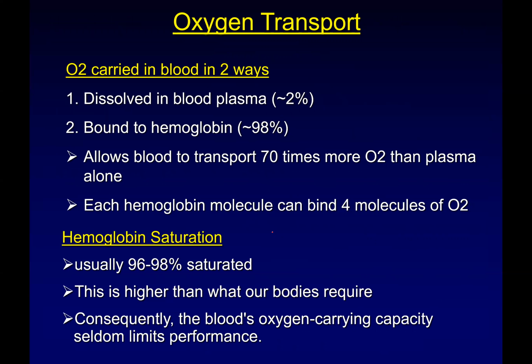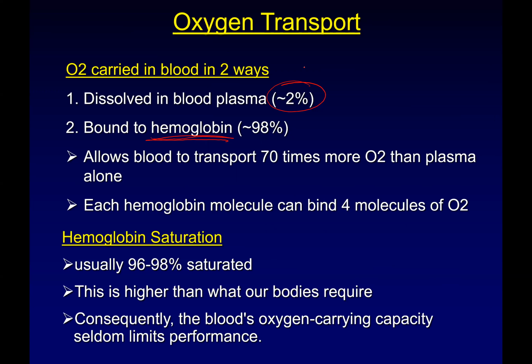Okay. Now let's talk about, once we've brought the oxygen into the blood, how are we going to carry it in blood from the lungs out to the tissues where we're going to need it? Well, the vast majority of oxygen is going to be bound to hemoglobin. About 98% of all the oxygen in your body is found on hemoglobin. And then you have a very, very small percent, only about 2%, that is going to be dissolved in the blood plasma. The fact that we have hemoglobin in our red blood cells allows the blood to transport about 70 times more oxygen than if it was only going to be dissolved in plasma alone.